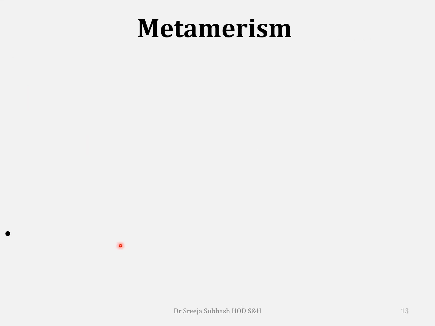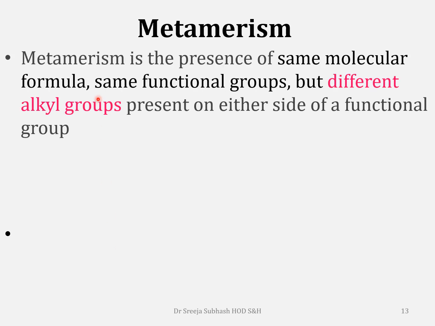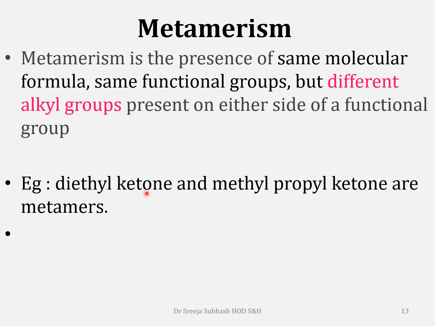Metamerism, as I said earlier, is an extension of structural isomerism. Metamerism is the presence of the same molecular formula, same functional groups, but the difference is in the type of alkyl groups placed on either side of the functional group. Different alkyl groups are present on either side of the functional group. Diethyl ketone has ethyl groups on either side. Its metamer will be methyl propyl ketone, that is, a methyl group on one side and a propyl group on the other side of the keto group. Usually, the functional group has to be a polyvalent one so that it can have alkyl groups on either side.